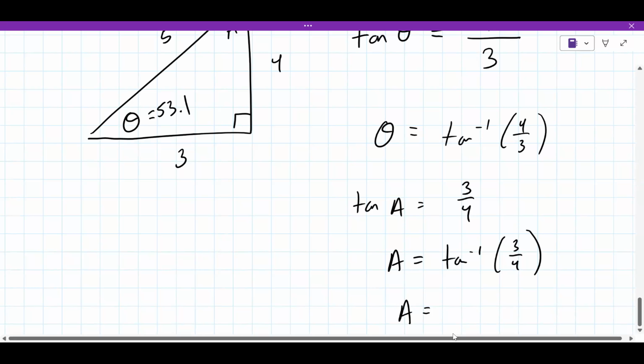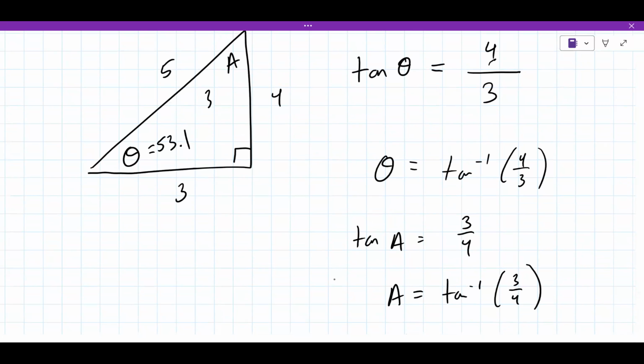Let me know what you come up with. 36.8. Let's go 36.9 on that. Now, could you add up the three angles in the triangle now?